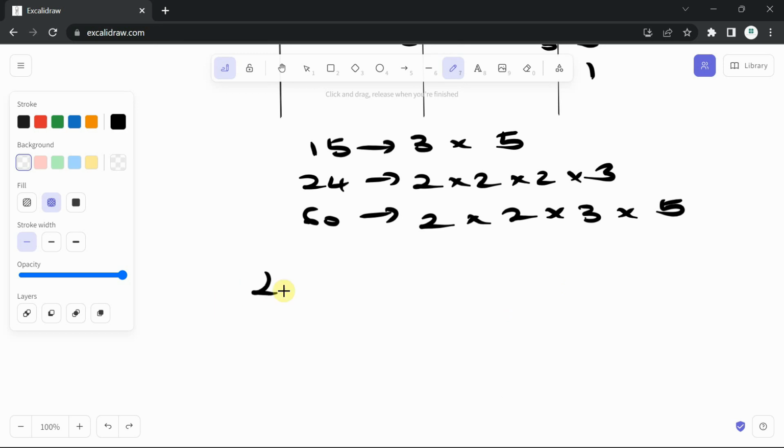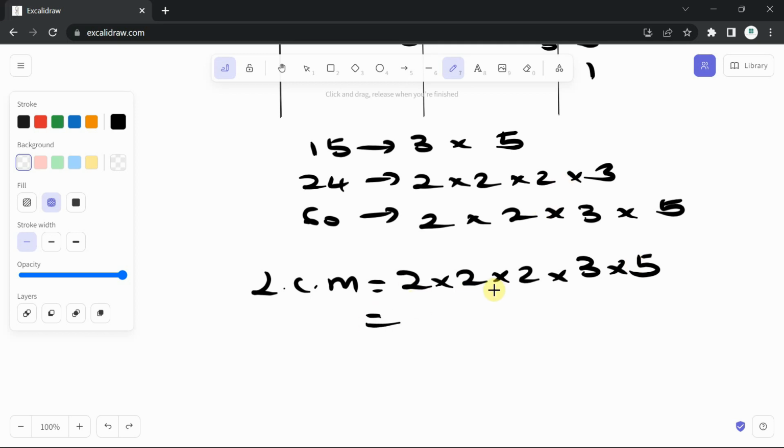So for the LCM, look at what is common. So we have 2, we have 3, we have 5. Which one has the highest number of 2s? 24, which is three 2s. So that would be 2 times 2 times 2 times, which one has the highest number of 3s? They all have one 3. So that's times 1 3. And this one has one 5, this one has one 5. So the highest number of 5s is 1, right?